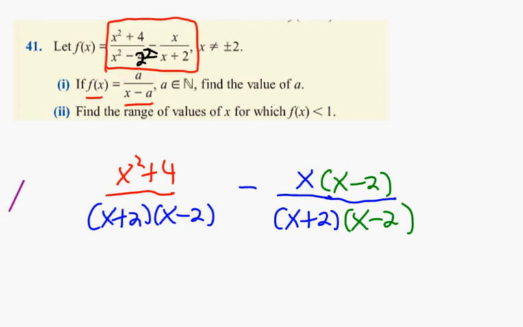Okay. F of x equals this formula here. Now let's add them together, okay? We have one common fraction, don't we? So one big line, x plus 2, x minus 2.